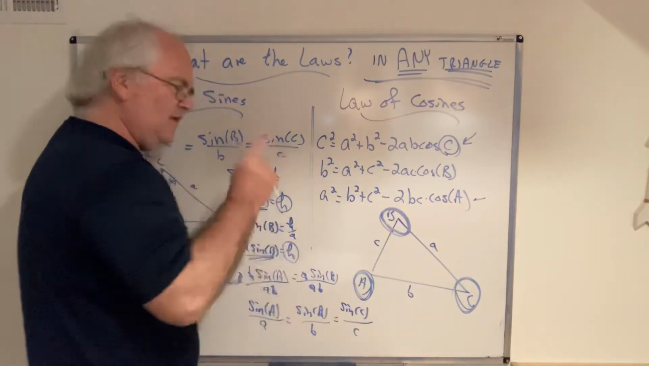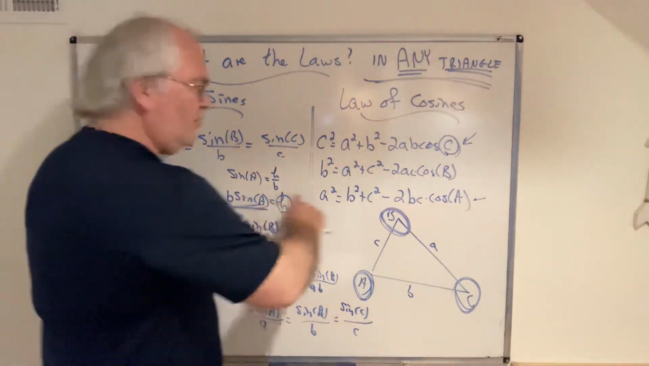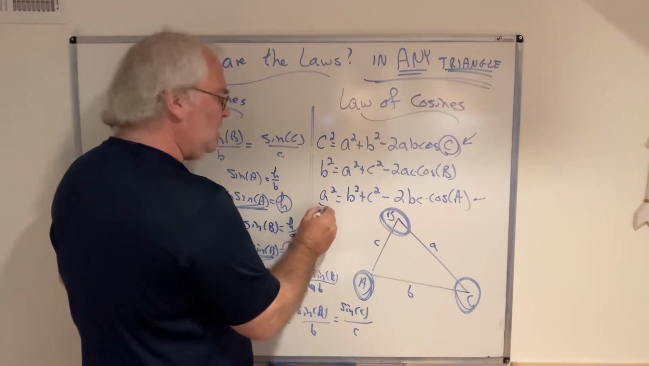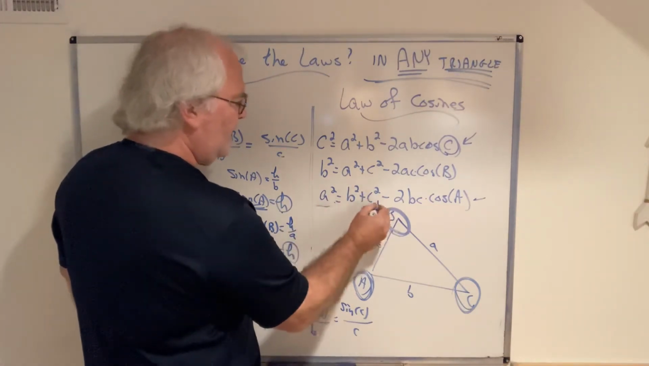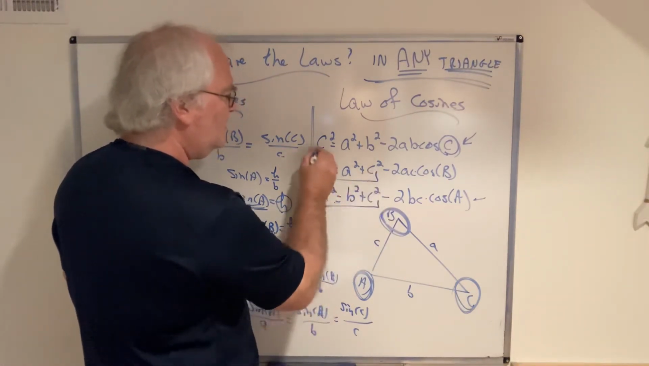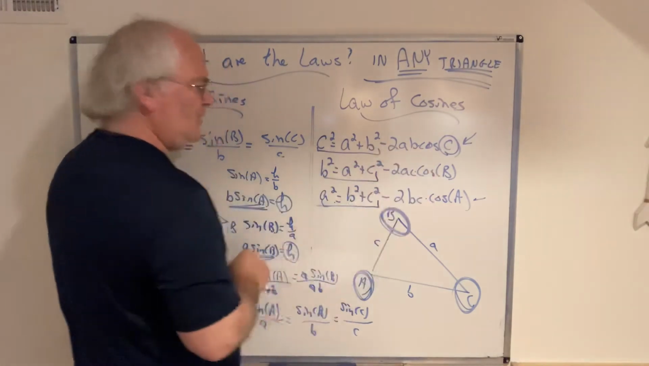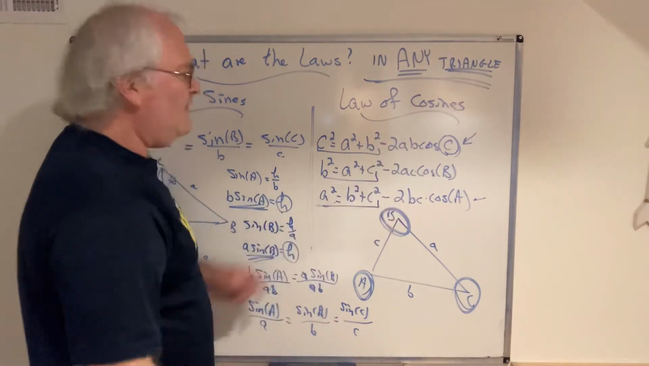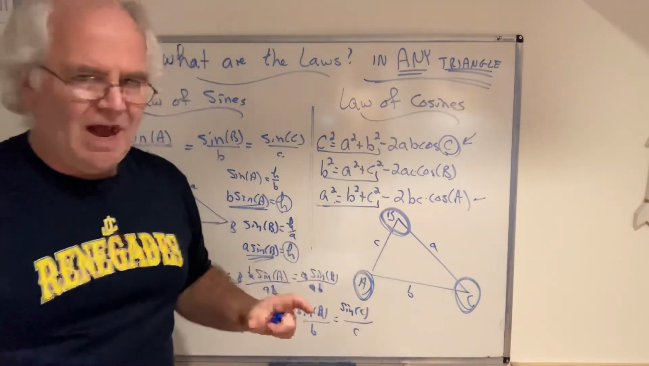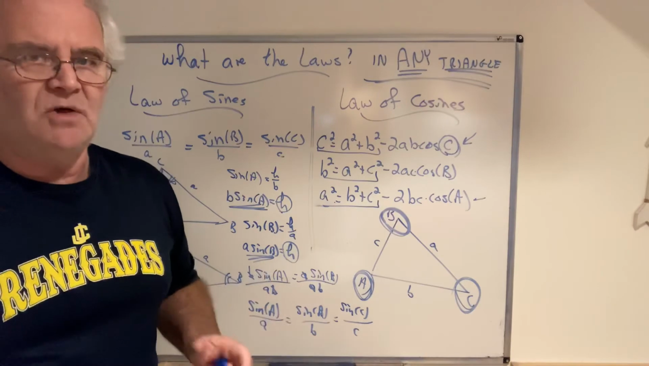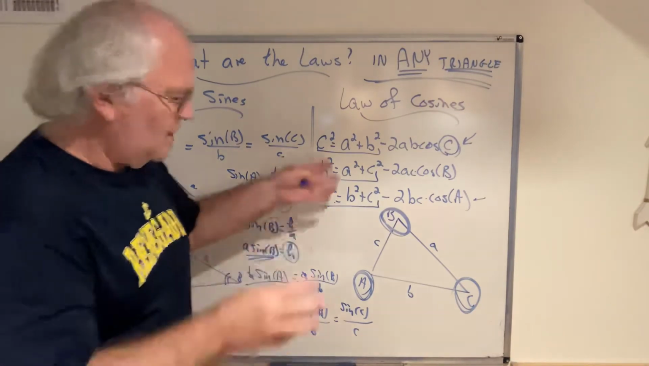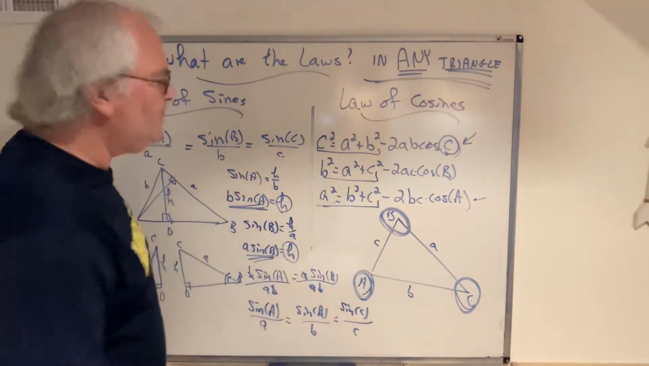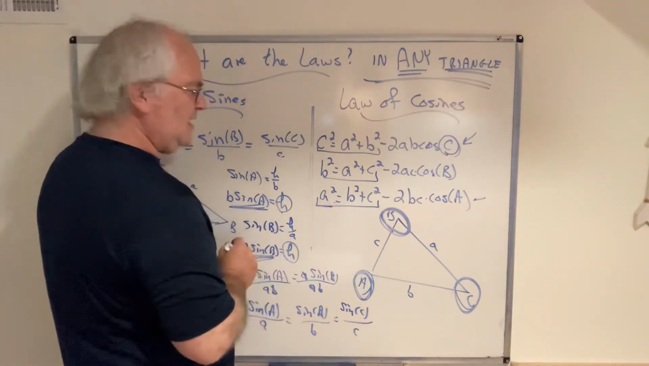Now notice, this is the key. It's not hard to remember what these are. Notice that each of these is Pythagoras with a little extra stuff thrown on. The little extra stuff takes into account the fact that this is not a right triangle. That's what's actually happening here. If we were to go through the development of this, you would see that happening. For our purposes, suffice it to say this.